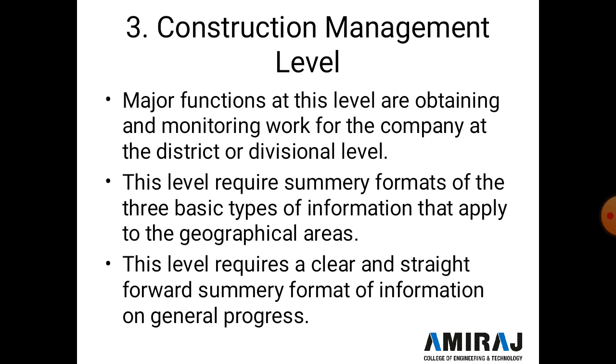Then the third management level is the construction management level. The major functions at this level are obtaining and monitoring the work for the company at the district or divisional level, and this level requires summary formats of 3 basic types of information: environmental, competitive, and internal, and that apply to a geographical area. In addition, this level requires a clear and straightforward summary format of information on general progress, financial status, schedule status, procurement status, and engineering status for each project under their functions.